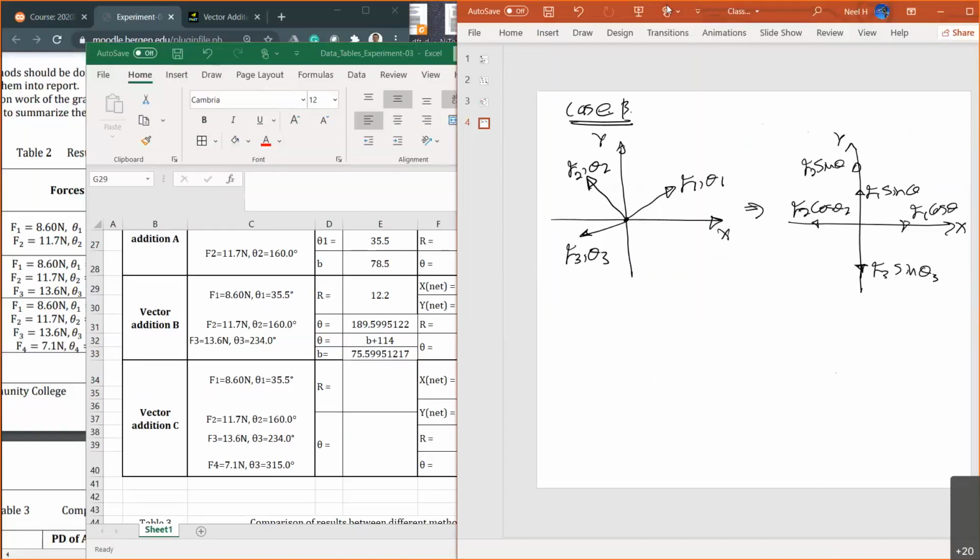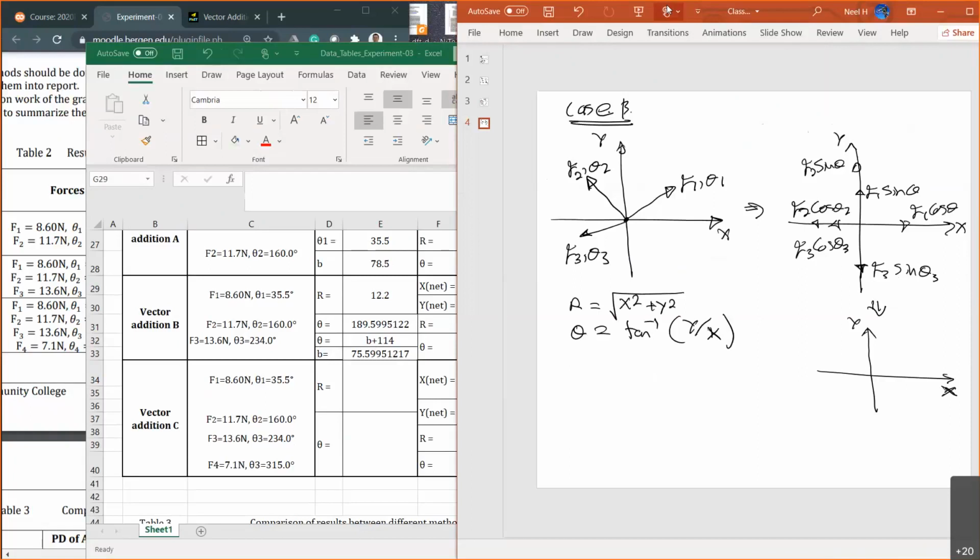And then it has a component here, F3 cosine theta 3. Now you can see there's a component, and then if you add all of them in the same x line and in the same y line, then you will get the resultant in the x direction and the resultant in the y direction. I don't know which direction now, depending on what is larger. And then you will get the resultant, which is the square root of x squared plus y squared, and theta is arctan of y over x.